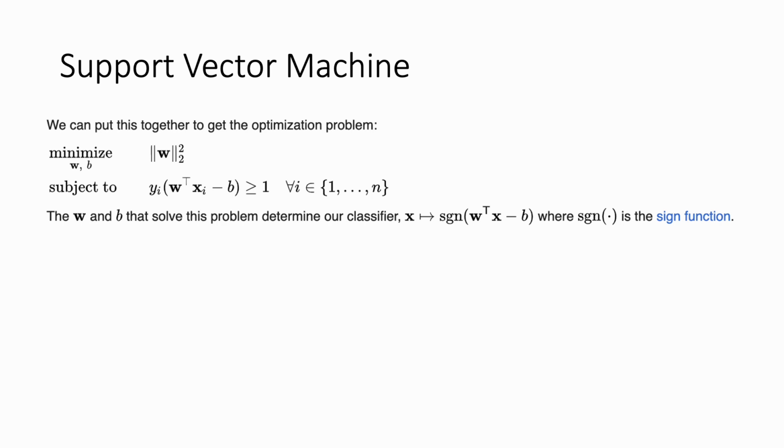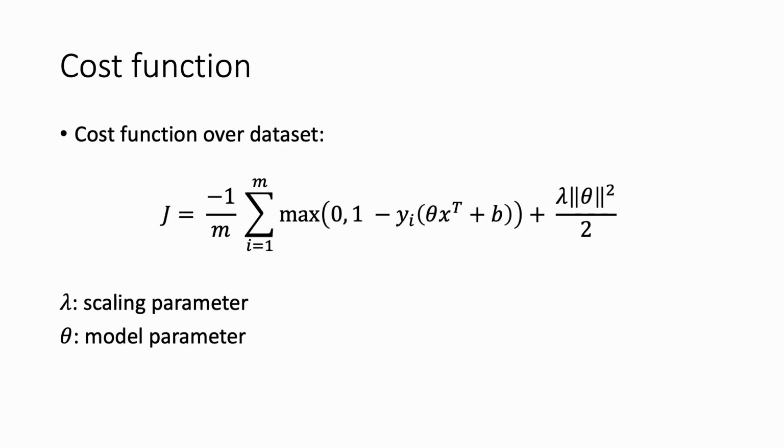Then we can compile the conditions into a constrained optimization problem. We minimize the value of W subject to the constraints being satisfied, where we use the hinge loss function. This is the cost function of the support vector machine, where lambda is the scaling parameter and theta is the model parameter.